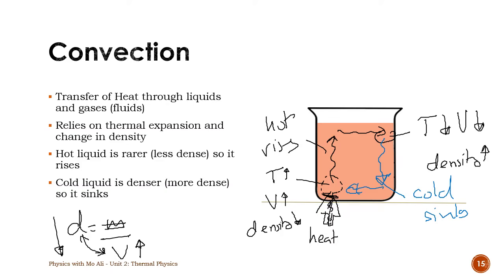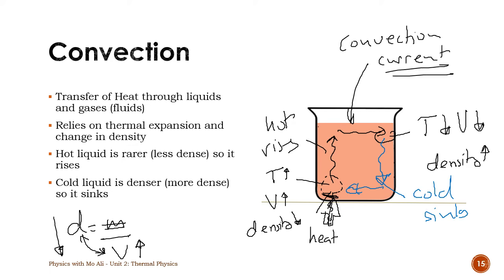So cold liquid sinks, hot liquid rises, and you end up with a cycle which we call the convection current. Okay? Please note you have to mention the whole idea of density changing and the fact that liquid rises and drops if he ever asks you to describe convection. Don't be lazy and just talk about the molecules. Talk about the molecules when he asks for them. But if he asks for, hey, describe how convection occurs, you must mention how the density changes.